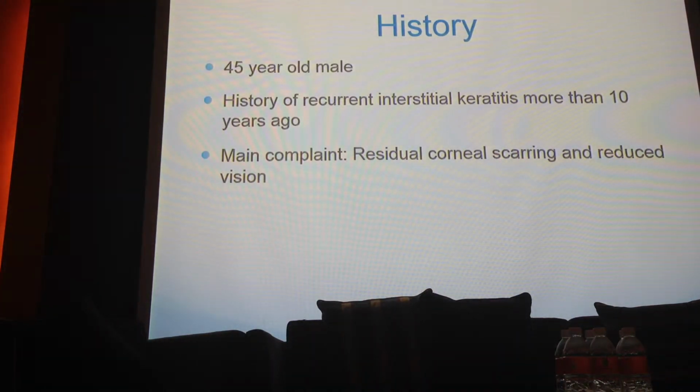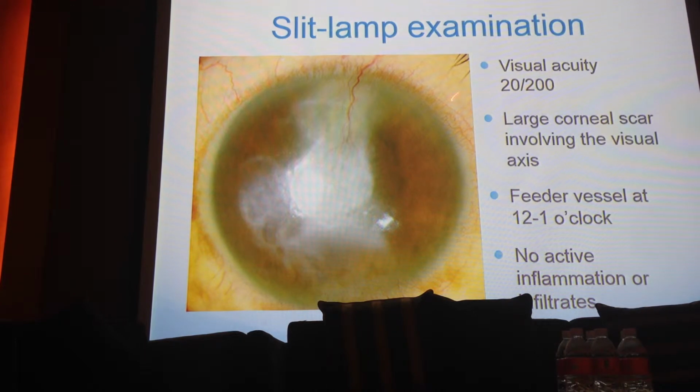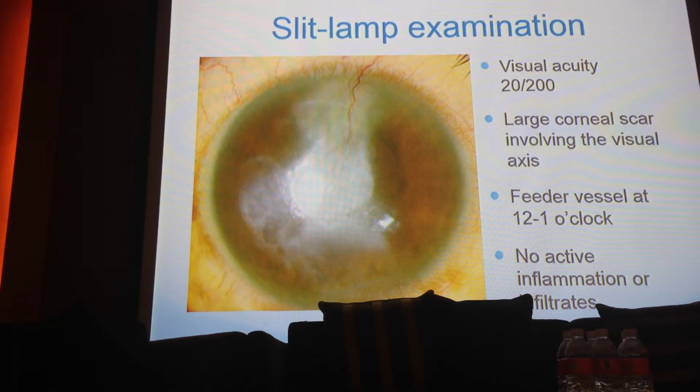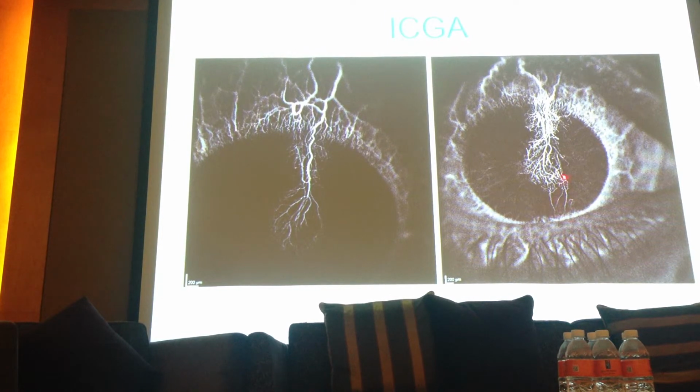On the other hand, here's just to highlight the problems with OCT. Here's a 45-year-old male who had recurrent interstitial keratitis for more than 10 years and very, very large residual corneal scarring. As you can see, vision is very bad, involving the visual axis, and without OCT you can see the large feeder vessel coming in, causing lipid deposition. ICG, very nice, early phase, late phase, and you can actually see the veins coming up, filling up later.